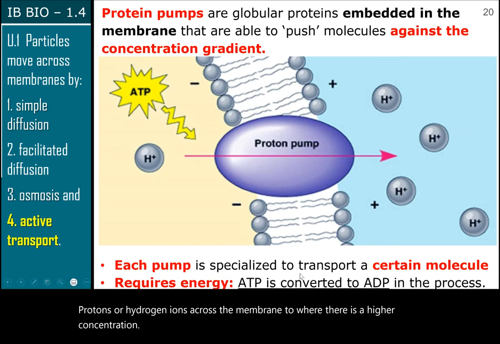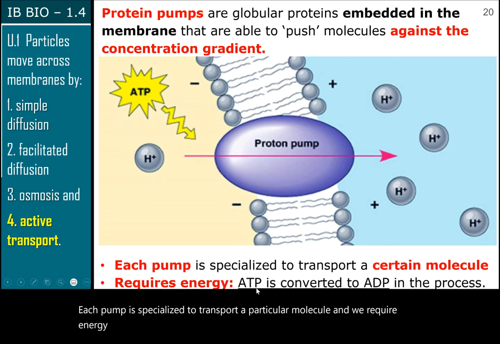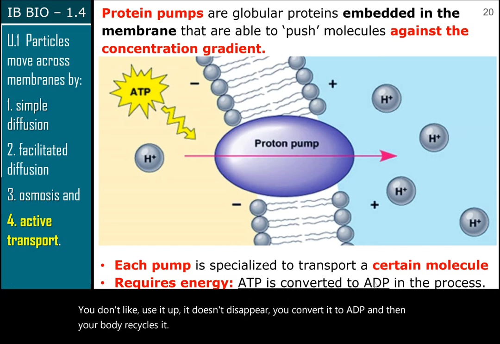Each pump is specialized to transport a particular molecule, and we require energy, meaning we're going to use ATP. And when you use ATP, you don't use it up. It doesn't disappear. You convert it to ADP, and then your body recycles it back into ATP.